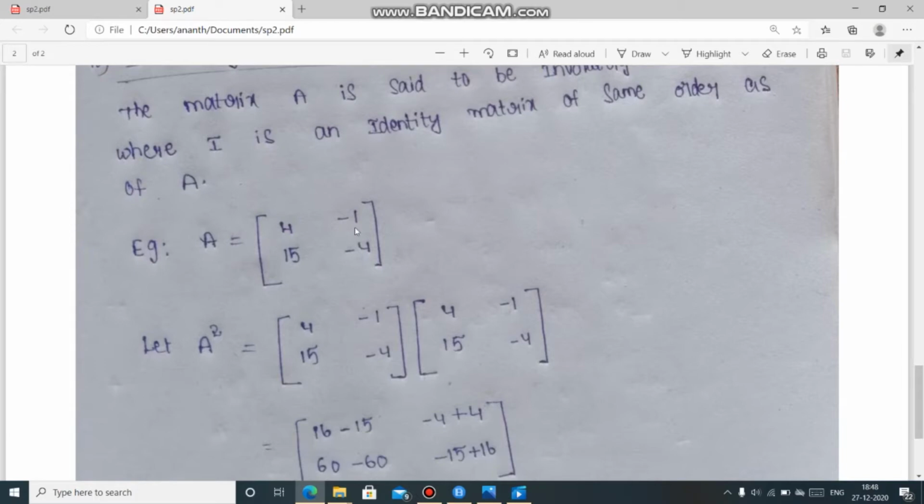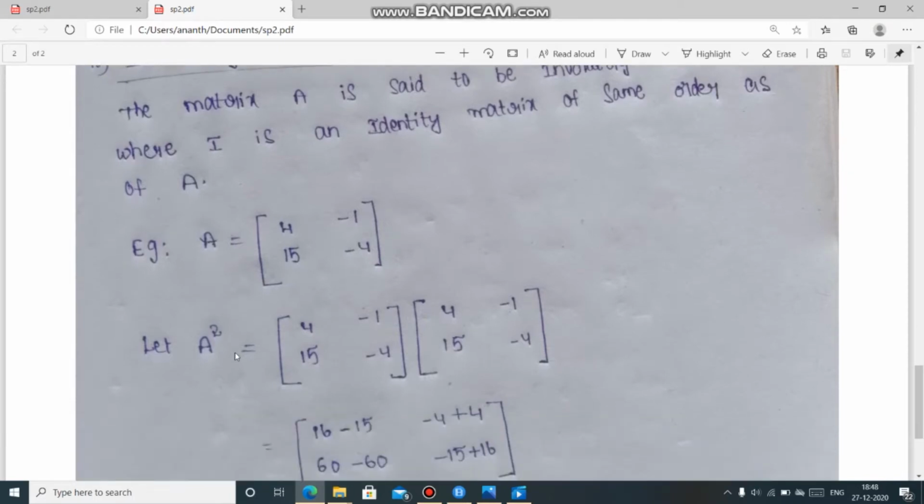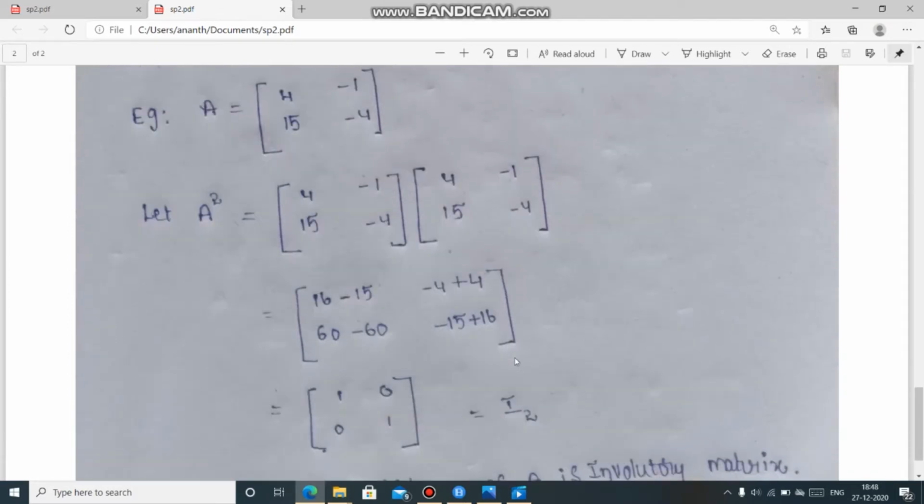A is equal to 4 minus 1, 15 minus 4. For an involutory matrix, we have to find A square is equal to I. Let A square is equal to 4 minus 1, 15 minus 4 into A, 4 minus 1, 15 minus 4. And we know how to multiply these matrices. So here 4 into 4, 16, minus 1 into 15 minus 15, and this row multiplied with the second column, we get 4 into minus 1 minus 4, minus 1 into minus 4 plus 4.